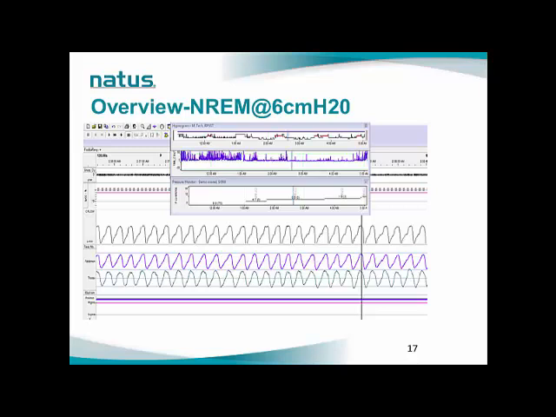In this slide, on the top, we have the hypnogram, an overview for the RMI trace, and pressure monitor. This is a split night study. The view shows that the RMI index during non-REM stage at CPAP 6 cm H2O is normalized.